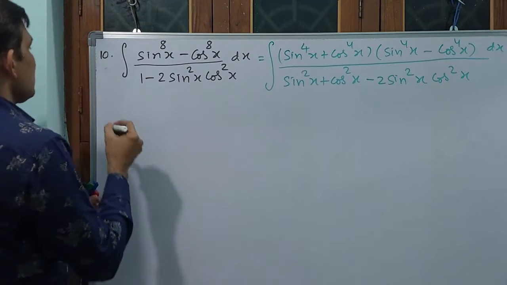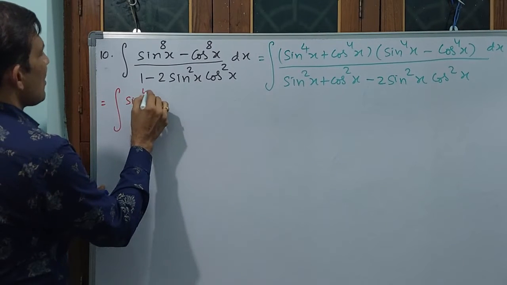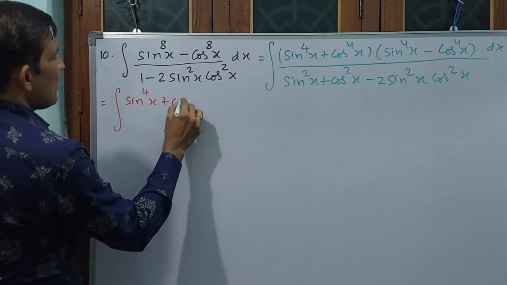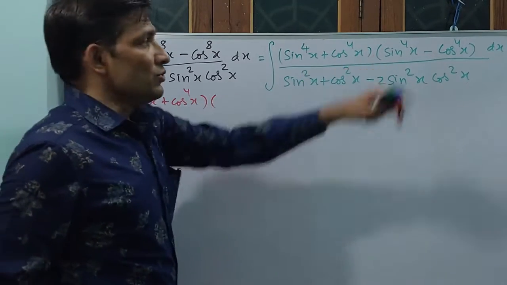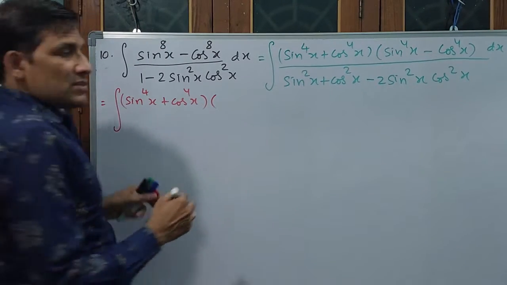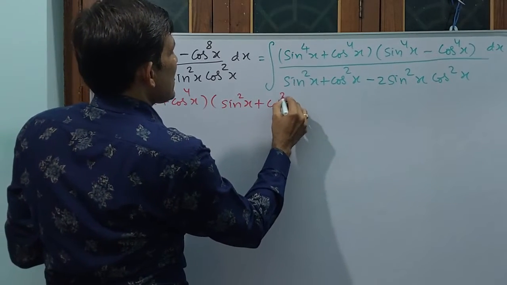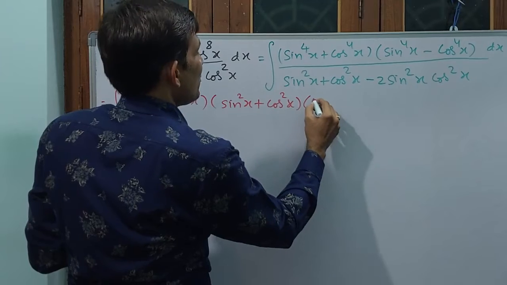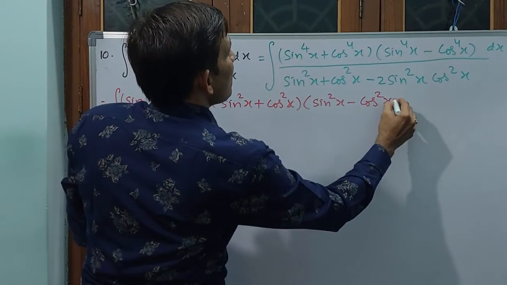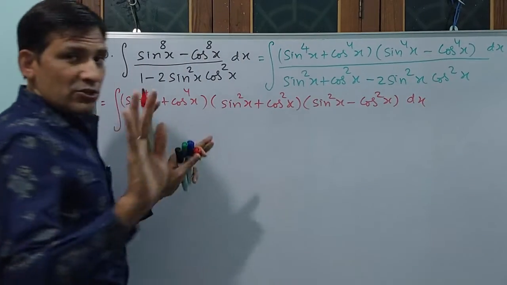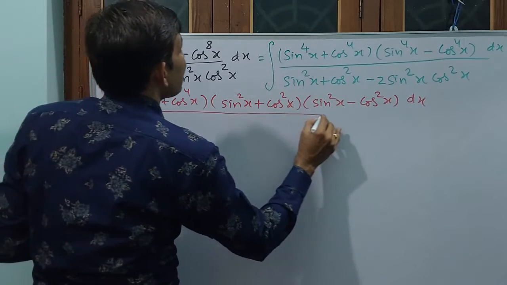See how I am converting this. That is equal to the integral of sin to the power of 4x plus cos to the power of 4x into, this you see, a plus b into a minus b, sin square x plus cos square x into sin square x minus cos square x, dx. First you see the numerator, afterwards we will write the denominator. Whether the numerator is correct or not, you tell me.